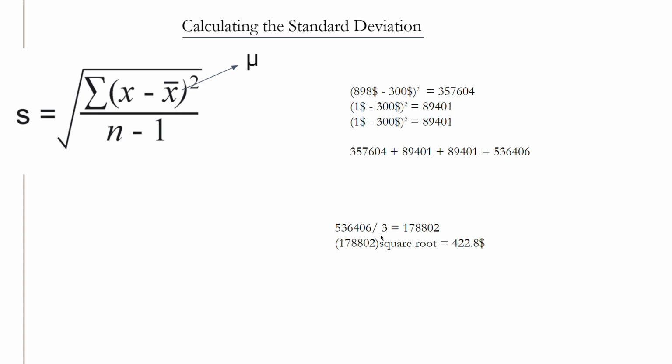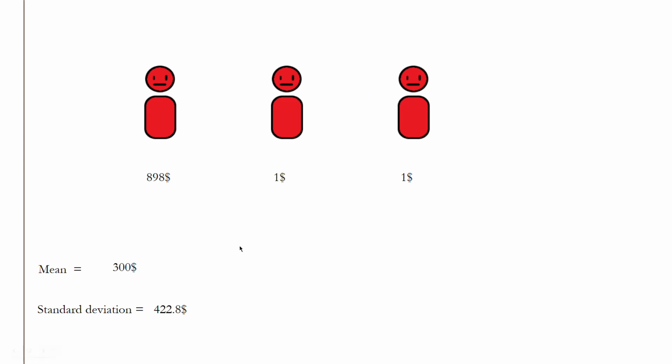So now let's divide it by 3, 178, and the square root is $422.8. That is the standard deviation of this data set right here. So we can see that the mean is $300 and the standard deviation is $422.8. Let's say you do not know the salary of each person in this company. You only see these two values. Now you probably wouldn't expect yourself to be getting $300. The standard deviation is so high. Why would you expect yourself to get $300 if all the data is spread around so much?